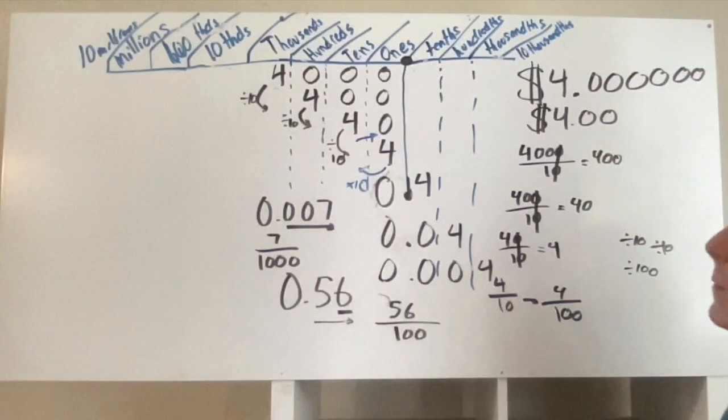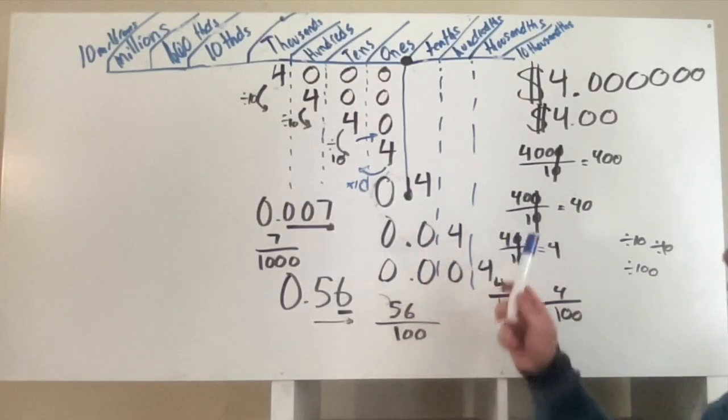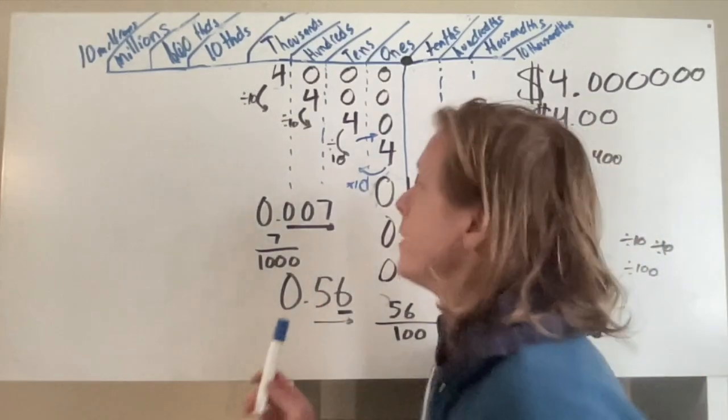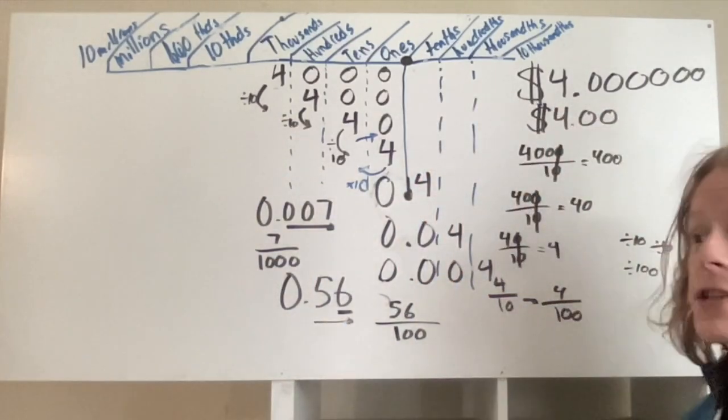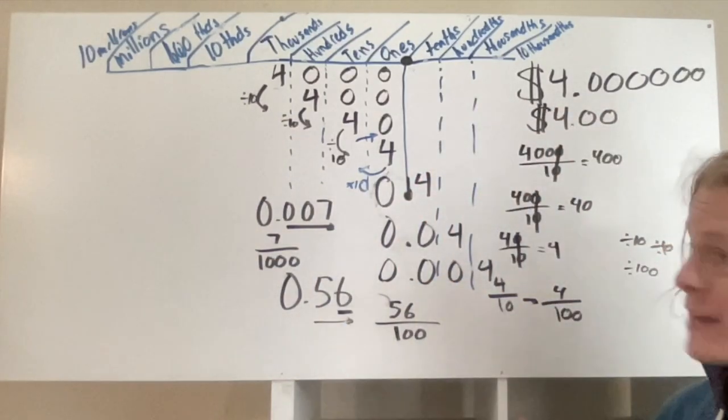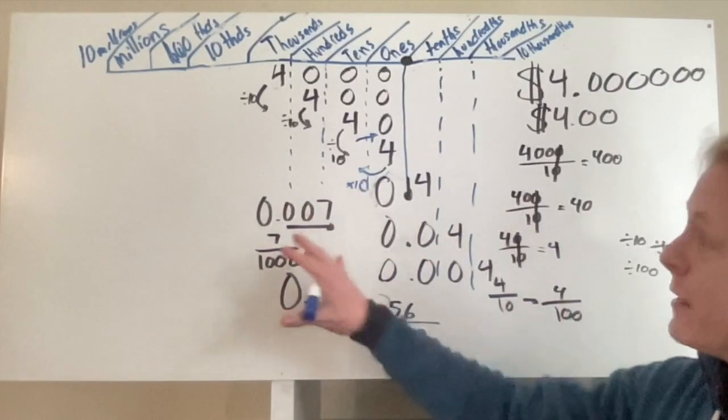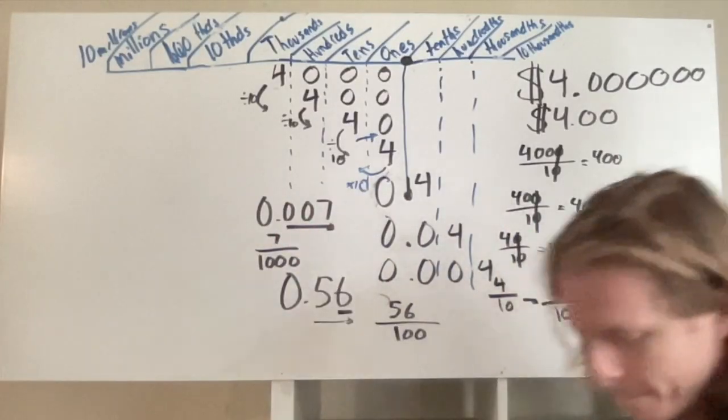So the last thing we're going to talk about is how can we use everything we've talked about here to compare two decimals and understand which one might be larger. We're also going to take a look at visualizing decimals on the number line as well.